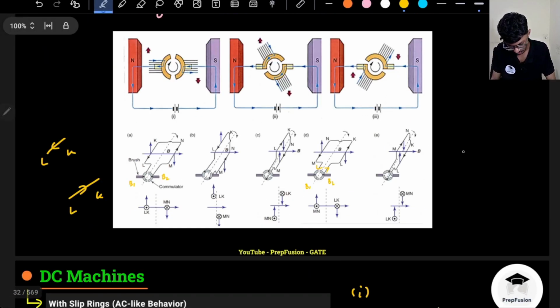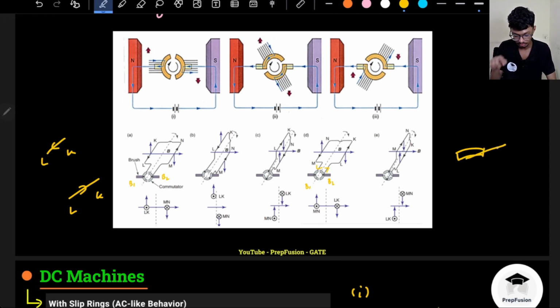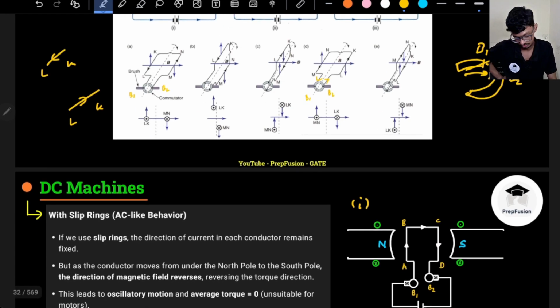So how is it connected? This is my slip ring and this is just a wire or a rod. The rod is just touching the brush. The rod is moving, the brush is stationary, and there is the other brush here. So the rod will come from brush B1 to B2. Very bad drawing, but a rod will come from brush B1 to B2.